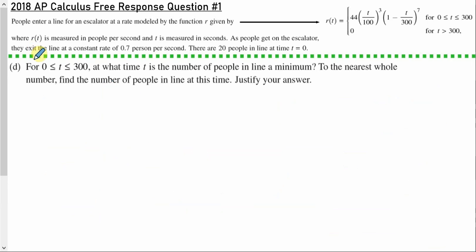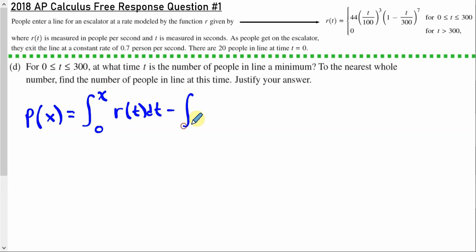All right, question D. At what time is the number of people in line a minimum? All right, so here's what I'm going to do. I'm going to call my equation P of X. X would be the time, P is the number of people. I know the amount of people on this escalator is modeled by this: the integral from 0 to some time that we don't know of the rate of people entering, minus the integral from 0 to some time that we don't know of the rate at which people are leaving, plus 20. This is our total number of people.